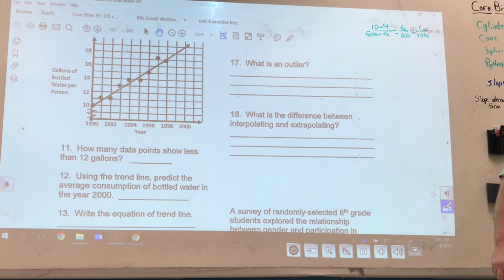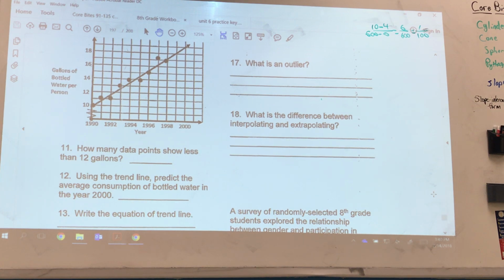18. What is the difference between interpolating and extrapolating? Easy? Okay. Let me pause it. All right, we'll pause there for a second.